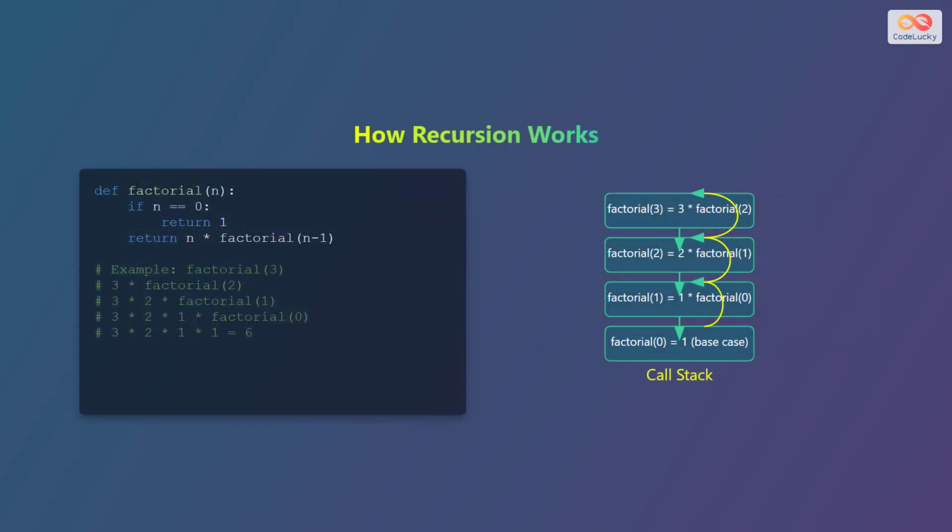To understand how recursion works, let's use the factorial function as an example. Suppose we want to calculate the factorial of 3. The function factorial of 3 will call factorial of 2, which in turn calls factorial of 1, and so on until it reaches the base case factorial of 0, which returns 1. The call stack keeps track of each of these function calls. As each function call completes, it returns its result to the calling function, until we finally get the factorial of 3. The call stack is a crucial part of how recursion works. It ensures that each function call is properly managed, and that the correct results are returned in the correct order.